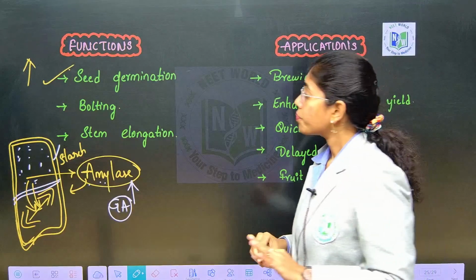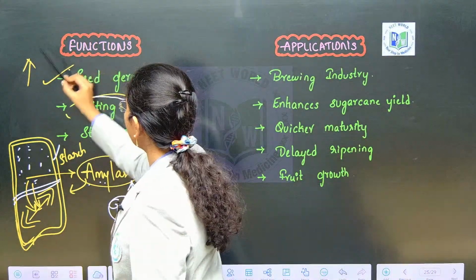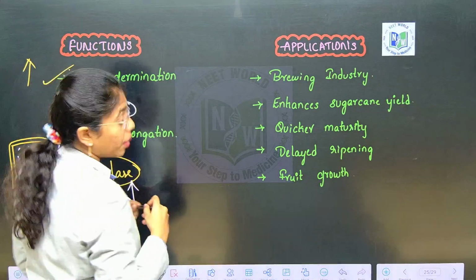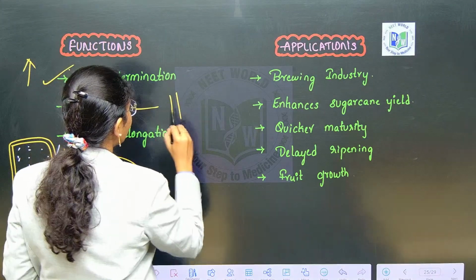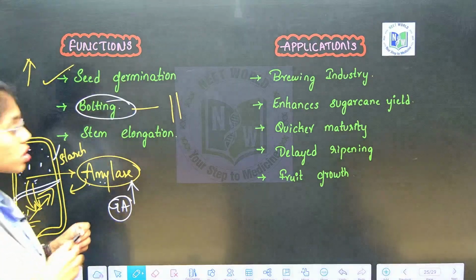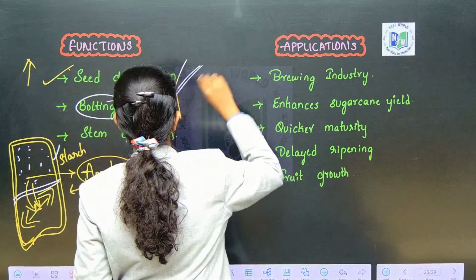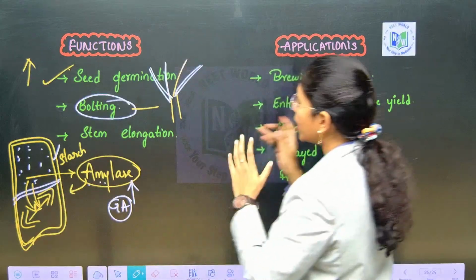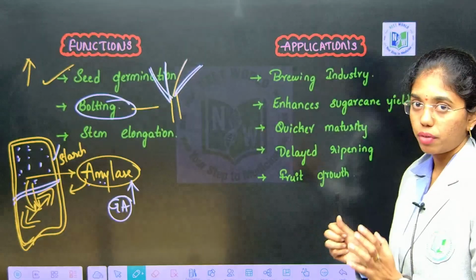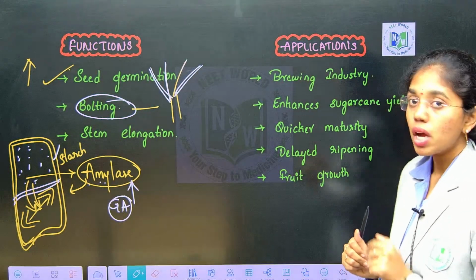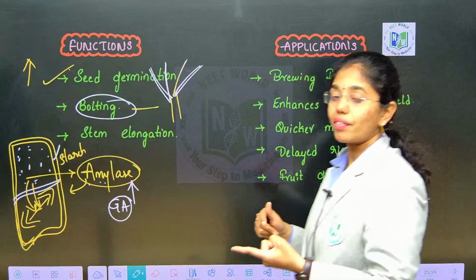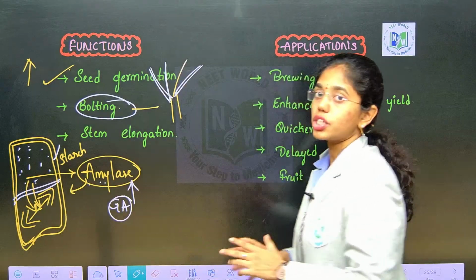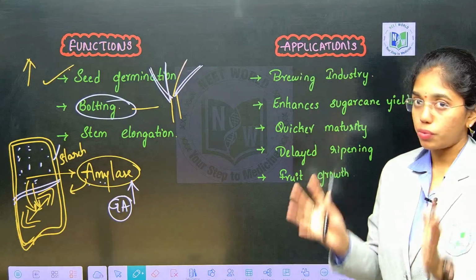Second is bolting. Bolting is nothing but spraying gibberellins just prior to flowering. Spraying gibberellins just prior to flowering will increase the internodal elongation of the floral stalks. Thereby, post fertilization, a completely occupied fruit or vegetable is formed, which is a full sized fruit or vegetable.